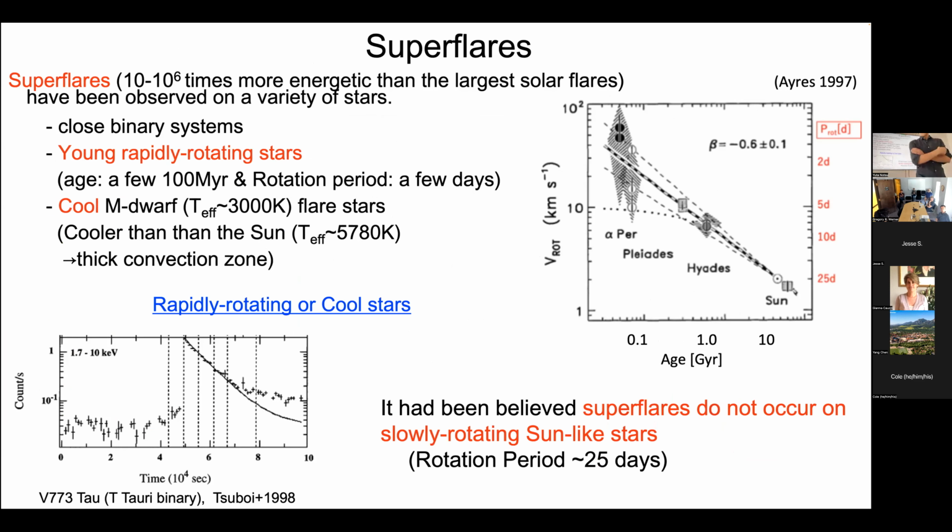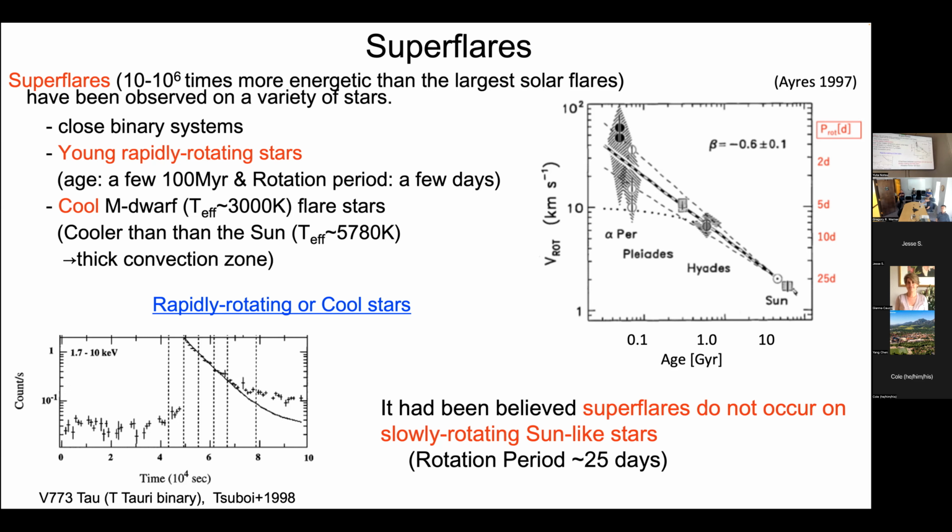But if we look at other stars, not the sun, since I think 50 years ago, there have been observations of much bigger flares on other stars. It's called a superflare. For example, this is an X-ray observation of a very young star. There is a sudden brightness in X-ray, and we can convert it to energy, and this flare is at least 10 to 10 to the 6 times larger than the largest solar flare.